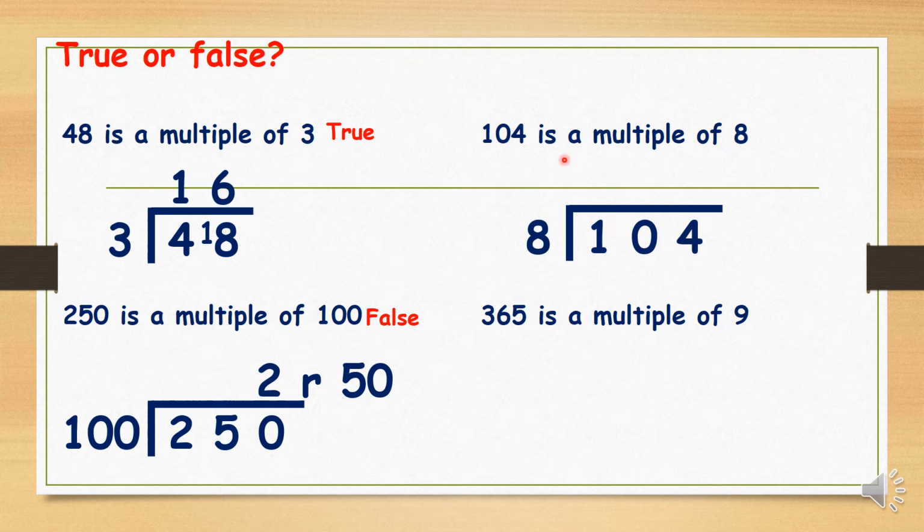104. Is it a multiple of 8? Let us check. 8 into 10 goes 1 time with a remainder of 2, and 8 into 24 goes 3 times with no remainder. This 104 can be divided exactly by 8, so therefore this answer is true. 365, is it a multiple of 9? I am going to give you a minute to try that one on your own.